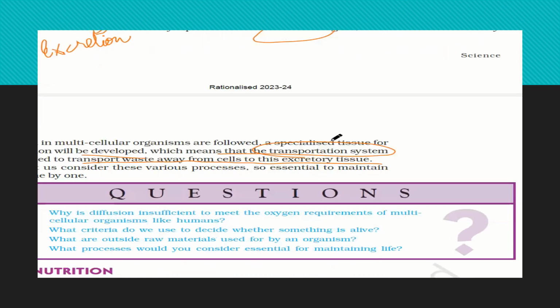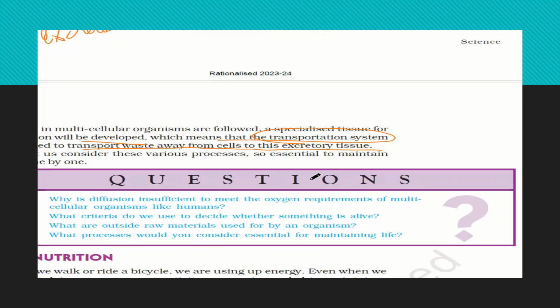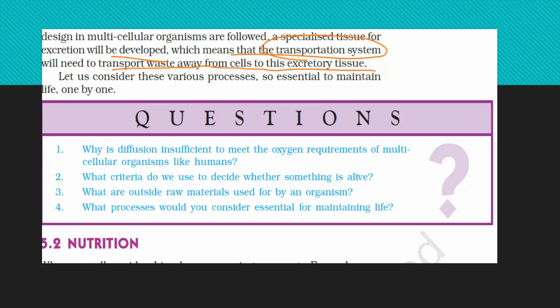So here are four questions that we are going to discuss in the next slide. These various processes are very essential to maintain life, and we will be discussing all of them one by one. First we will start with nutrition. But before that, let us look at these four questions. This all I have discussed above only.